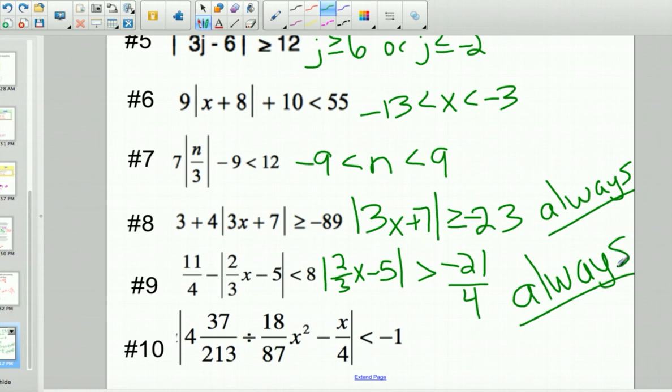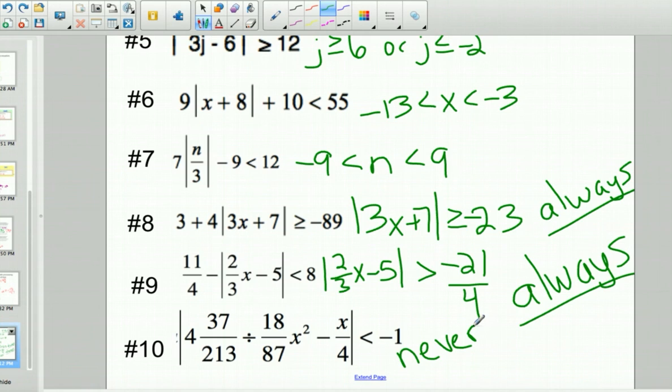And the last one, right, is to give you this really nasty problem on purpose because it's actually very easy. If you got a positive number or a 0 that results from an absolute value, which they all have to, that will never be less than -1. Positive numbers are never less than -1, so that one is a never.